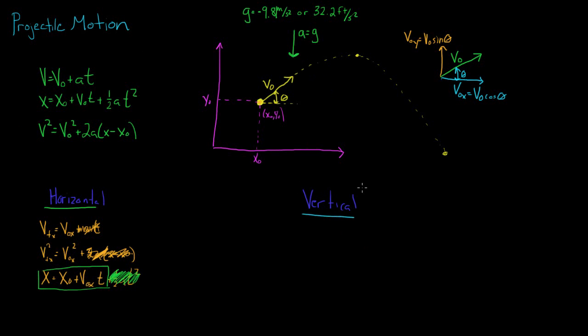Now, since acceleration is pointing in the negative y direction, when we look at these vertical equations, we're going to get more equations we can work with, and we're going to simplify a bit. If we look at this first one, the final velocity in the y direction is equal to the initial velocity in the y direction plus the acceleration times time. And we said acceleration is gravity, so we can write this as the initial velocity in the y direction minus gravity times time, and this can be our first equation for our vertical component.